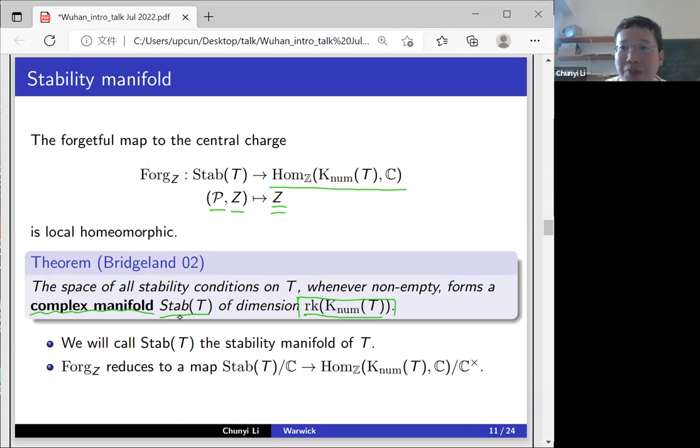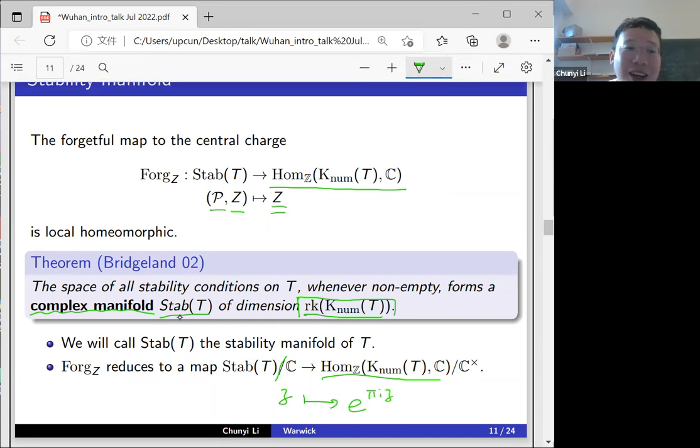Another thing to say, which you'll probably also use in the future, is that there's a natural C-star action on the space of central charges on the stability manifold. Naturally you have this rescaling and rotation on the space of central charges, so it has this C-star action on the space of all central charges, roughly given like this.